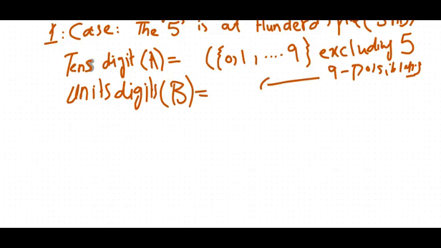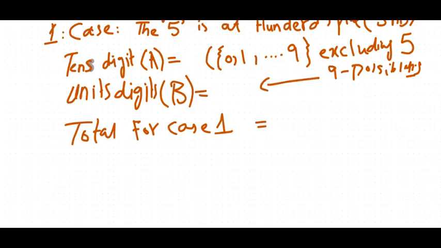So the total for case 1 is 1 multiplied by 9 multiplied by 9, because we have 9 possibilities on both the tens digit A and the units digit B. So we get 81 numbers.